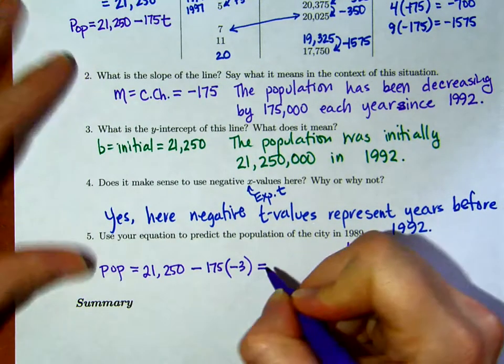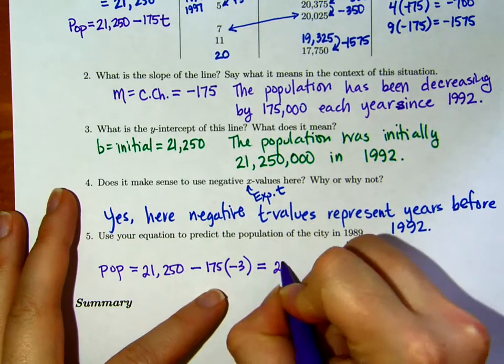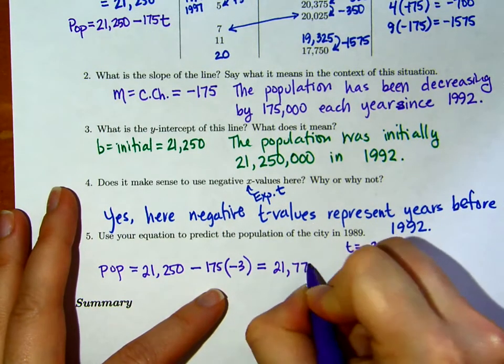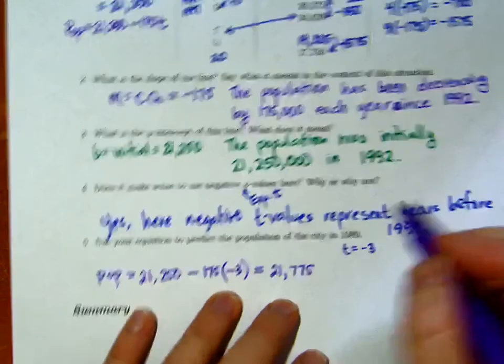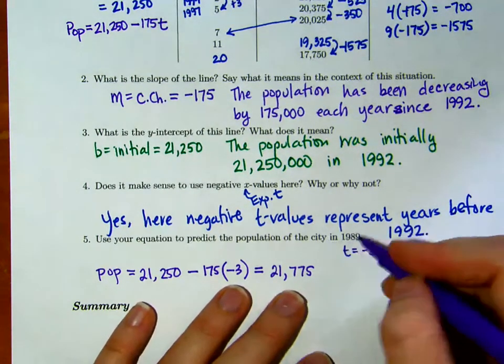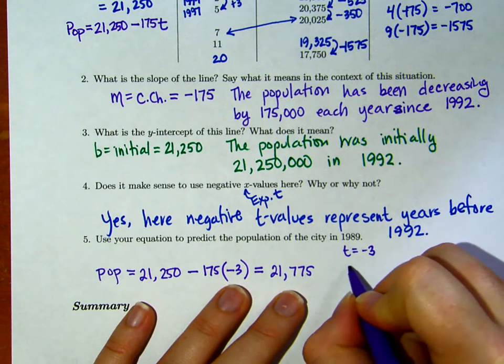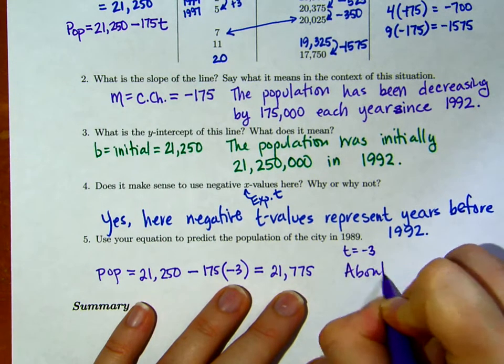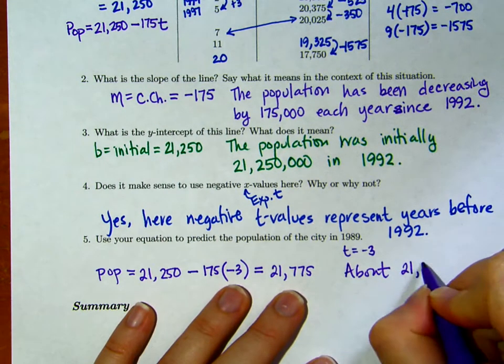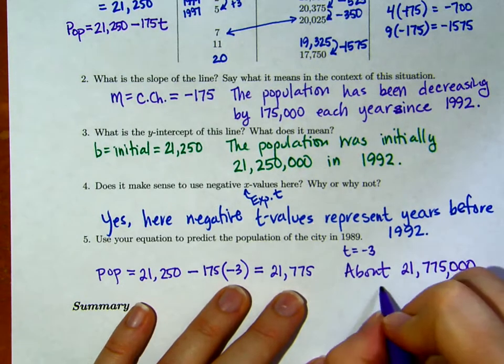Okay, so let's add that on. And we get 21,775 thousands of people. Okay, so the population in 1998, or I'm sorry, 1989, sorry, about 21,775,000. Oopsie, thousand.